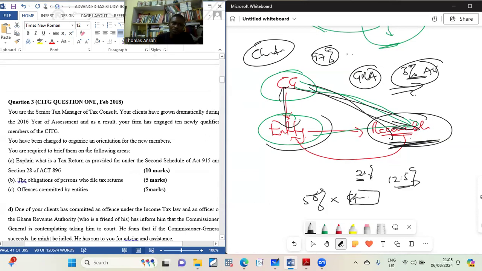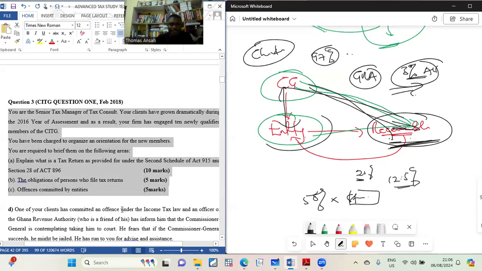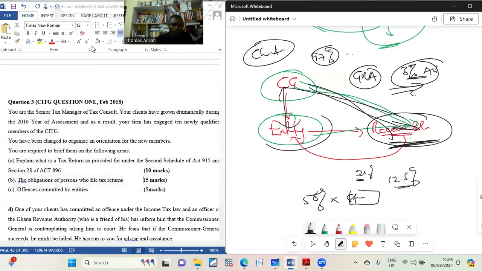So this is what you have in the book. Look at another CIT question. It's the same thing in another way. Explain what is a tax return as provided under the Second Schedule of Act 915. B, the obligation of a person who files taxes, offenses committed by entities. So in filing taxes, you read the story, and they just copy this and paste it in your paper.